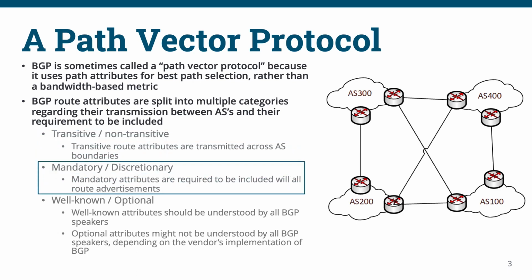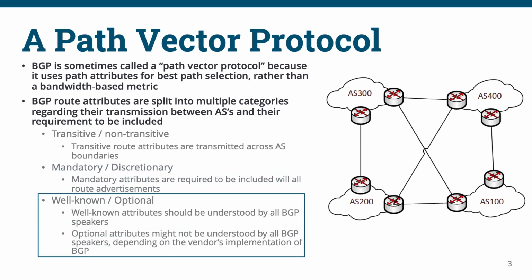Next, we have mandatory and discretionary attributes. Mandatory attributes are those which must be included and are required with all route advertisements, whereas discretionary attributes are not required and may be omitted, but may be included if the administrator or vendor implementation of the protocol chooses to do so.